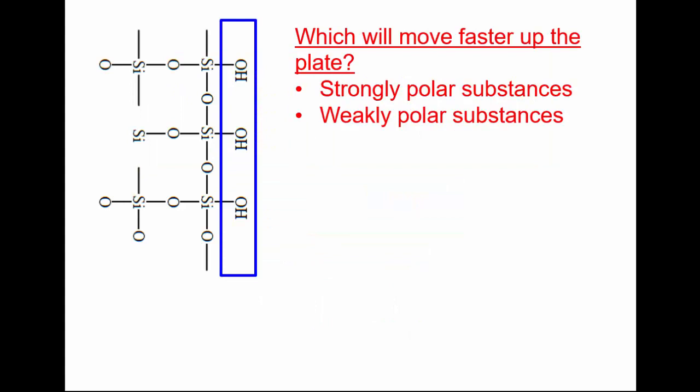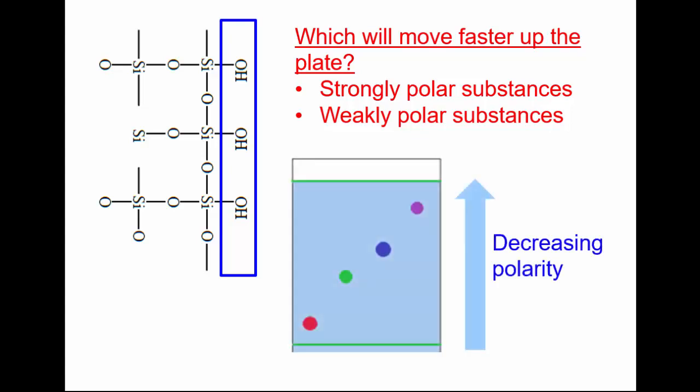So here's a question. Again, pause the video while you think about this. Which will move faster up the plate? Strongly polar substances or weakly polar substances? Okay, so I'll assume you've had time to think about that and restart the video. Strongly polar substances bind strongly to the silica surface, so will take longer to move up the TLC plate. Conversely, weakly polar substances are bound weakly and move relatively quickly up the plate. So as you can see there, the spots that have moved fastest have decreasing polarity compared to those that have moved slowest.